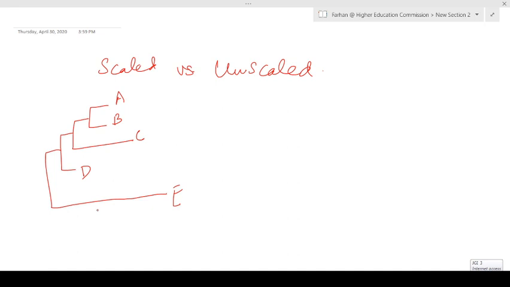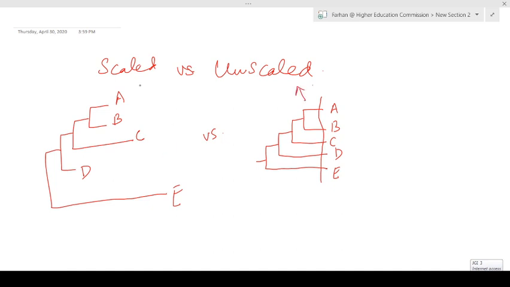Here you can see that the horizontal branch length is different. For example, E has a very long branch length, C also has a comparatively long one compared to D, A and B. So this branch length tells you the total number of amino acid differences. The scaled tree tells you the exact number of differences between the species, whereas the unscaled tree just tells you the ancestral relationship and the close relationship. Here you can see that all of the species have a similar number of changes. So this is an unscaled tree and this is the scaled tree.